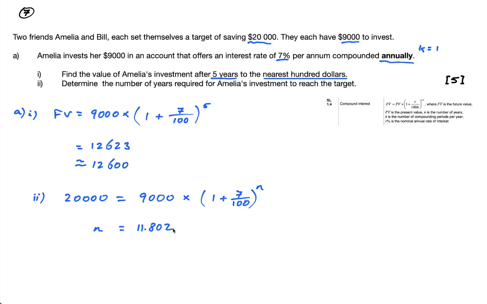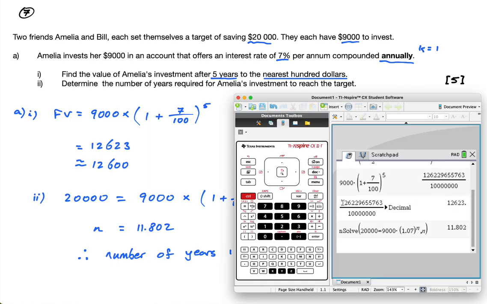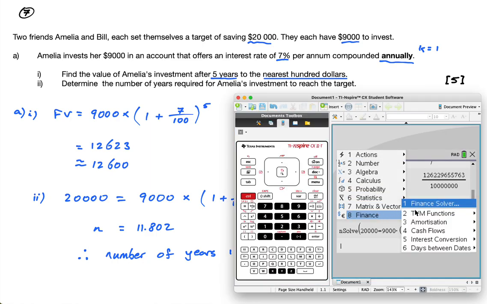11.802. But it says the number of years required for it to reach the target. Remember, it's only compounding every year. So you have to then say, therefore, number of years is 12, because it's either 11 or 12, and it's not going to reach it by 11, but it will reach it for 12.